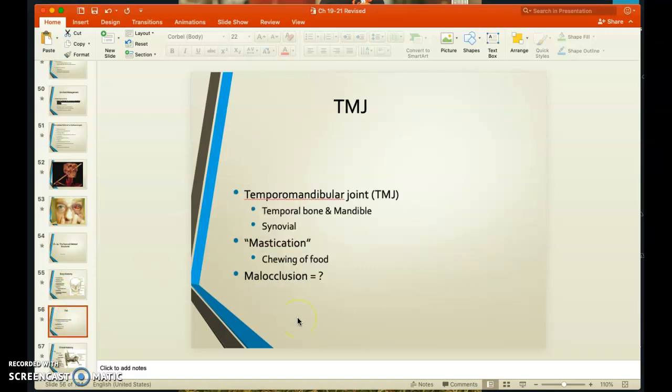Now, it is a synovial joint, meaning it's mobile. This allows for the process of mastication. Mastication is chewing of food. And if we have a malocclusion of the TMJ, that just means that the joint does not line up right.